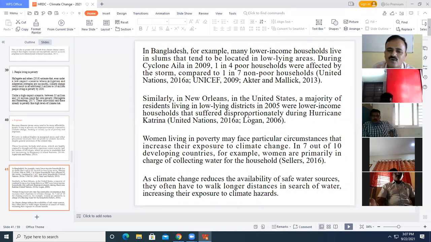Similarly, in New Orleans in the United States, a majority of the residents living in low-lying districts in 2005 were lower income households that suffered disproportionately during Hurricane Katrina. So the location where they are living is one of the most important exposures to climate change.